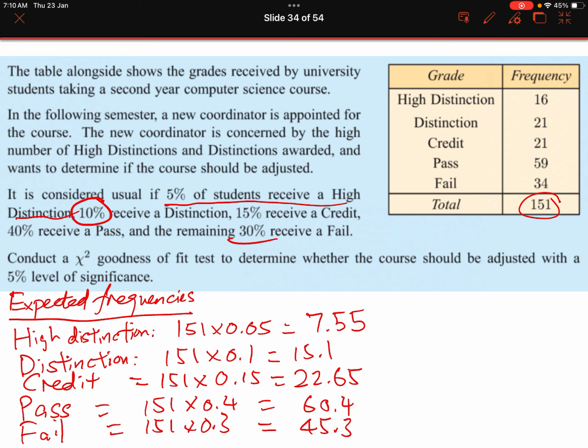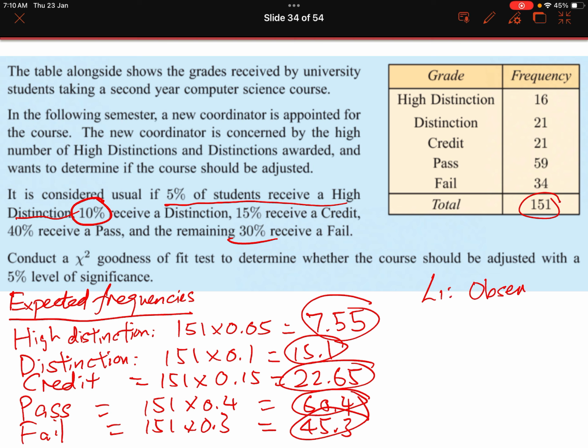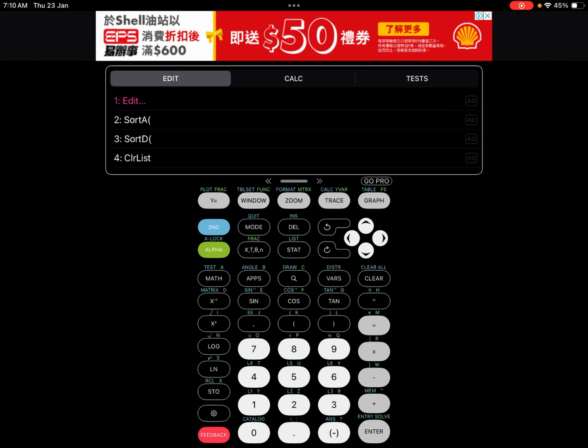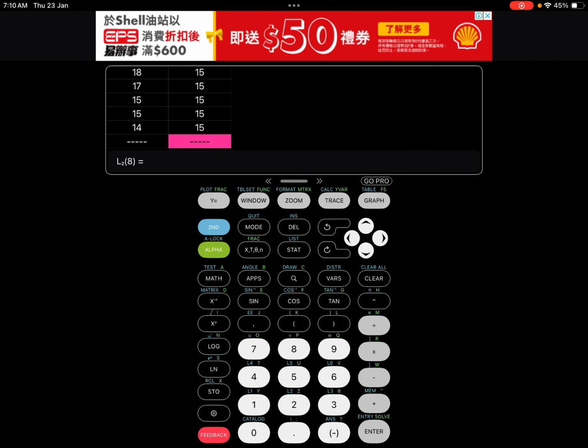Now I've got all these numbers here. Perfect. It's time for us to use the calculator. Remember, L1 would be observed and L2 would be expected. So let's put all these numbers onto the calculator. Back to the calculator, we're going to go to stat, edit. Let's delete all the data first.